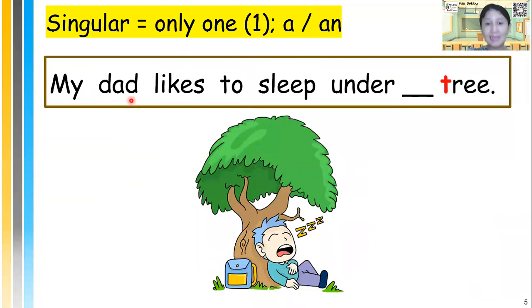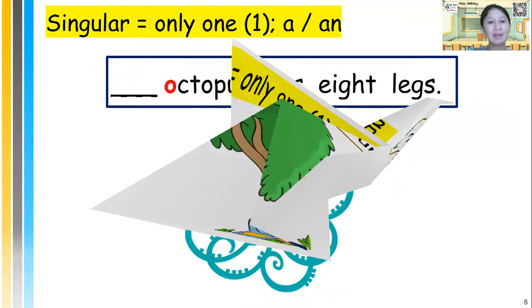My dad likes to sleep under a or an tree. Now the noun is tree, beginning with letter T. So we are going to use a. That's right. It's a consonant too, right? Okay, next.